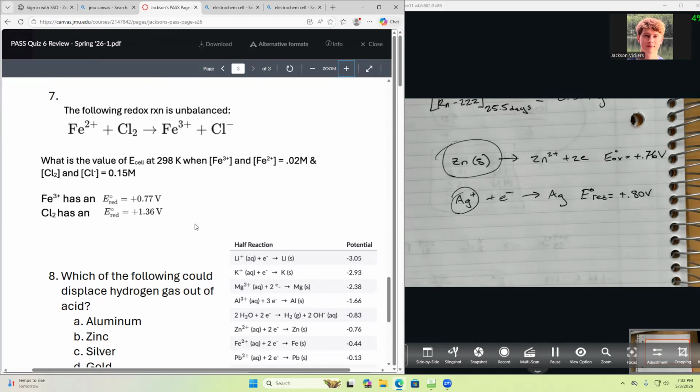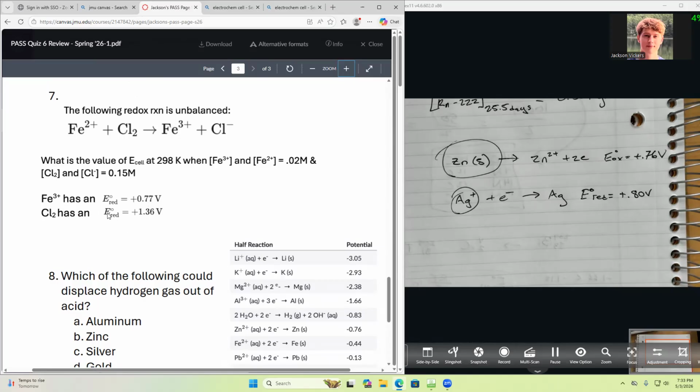And I'm asking what would the value of the E cell non-standard be at 298 Kelvin? And then I've given you some concentration values. I've told you that the iron ions are both at 0.02 molarity. And then chlorine, this might be tricky, but Cl2 is a gas, so that is going to be included in that Q or K. These are both 0.15 molarity.